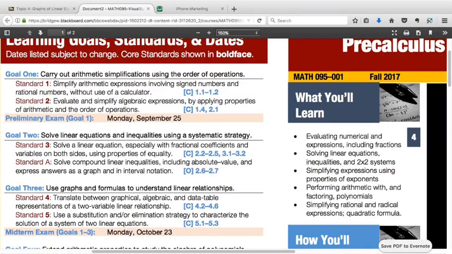We look at the description of the next goal. Our next goal is to be able to use graphs and use formulas to understand linear relationships. And so the word relationships here is new. It hasn't showed up in our previous goals for the course. So the first question is, what do we mean by relationship? What is it that we're actually going to do conceptually?